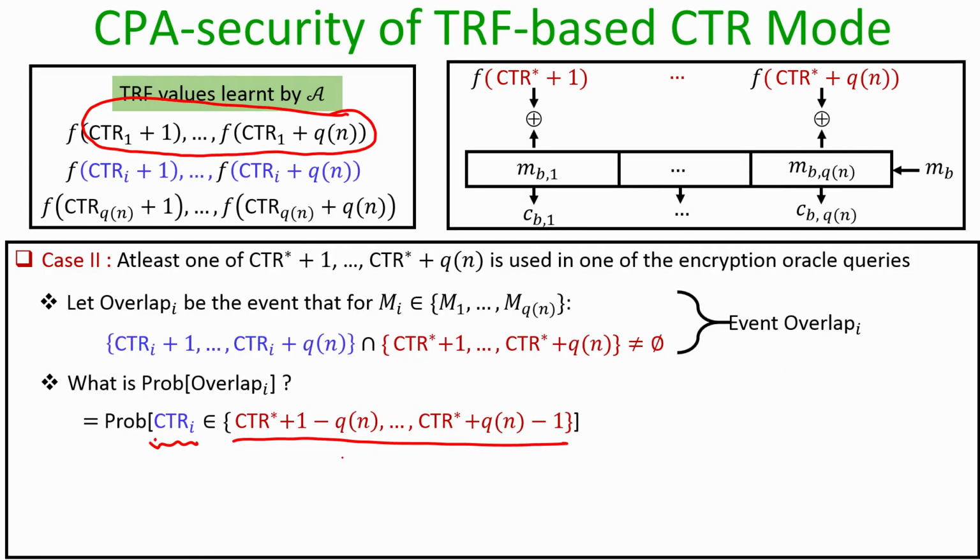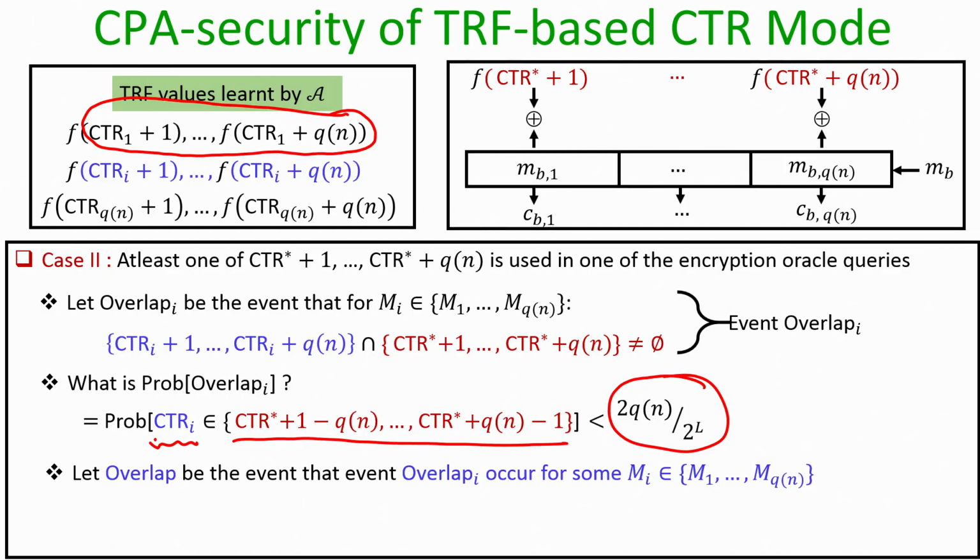Now, it is easy to see what the size of this range is. I can always upper bound the size of this range by 2 times qn, and since each of the counter values used in the modified counter mode of operation is selected uniformly at random from the set of big L bit strings, I can say that the probability of event overlap I occurring is always upper bounded by this quantity. So, that is the way event overlap I could occur.